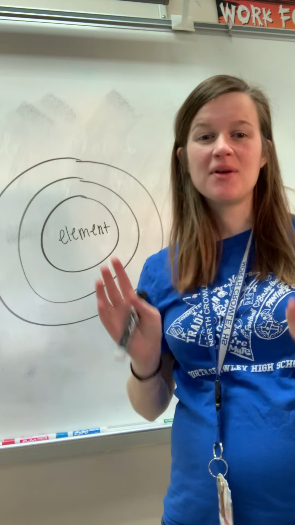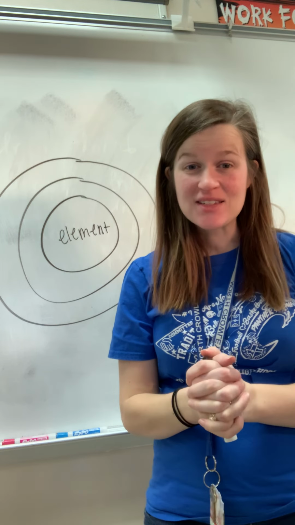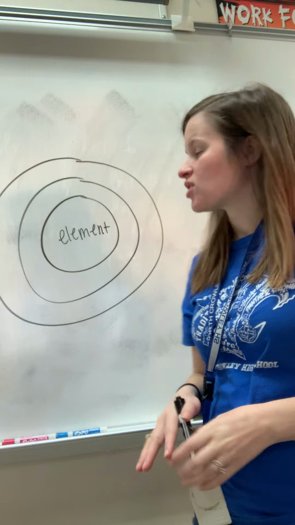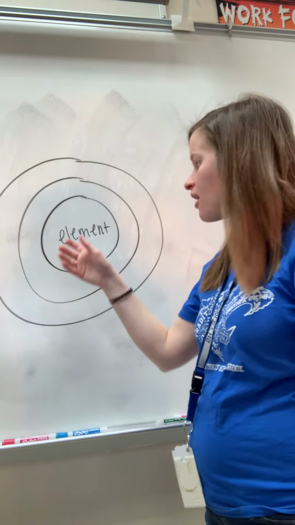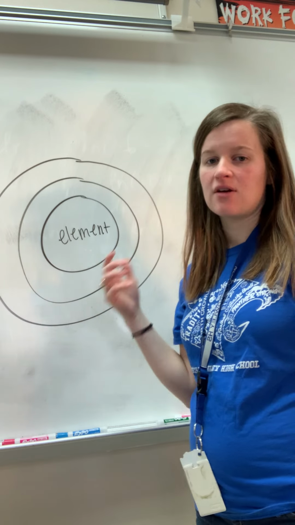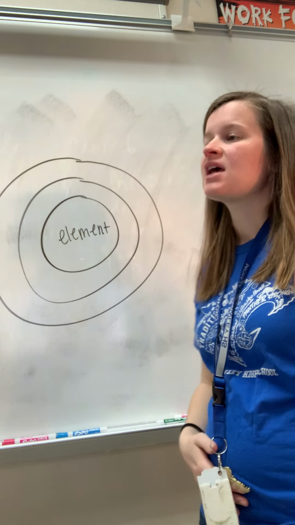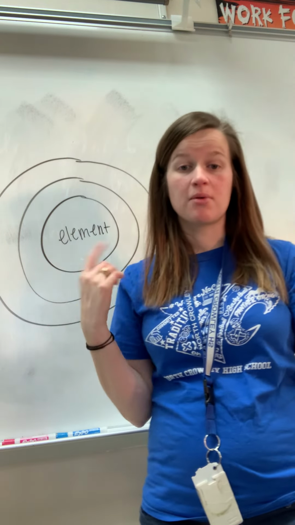So I'm going to talk to you briefly about light and how light is formed. We have electrons that orbit around our nucleus, whatever our element is. I just put element here in the middle, where element is our nucleus, but we have electrons that orbit around.